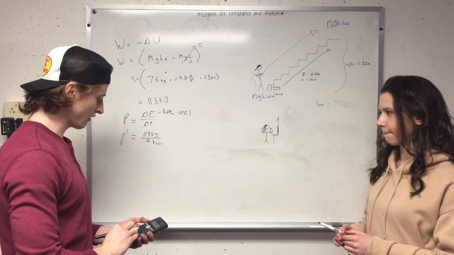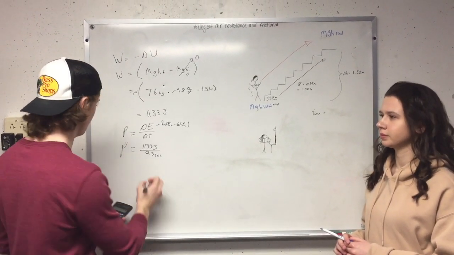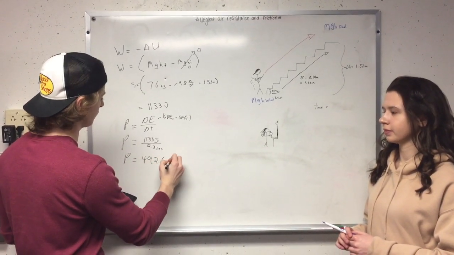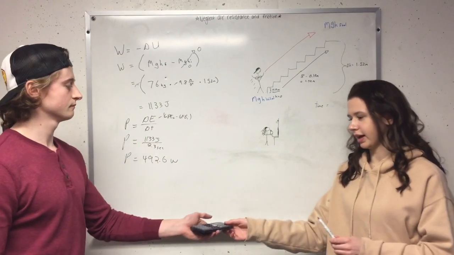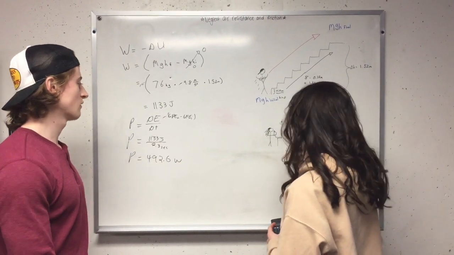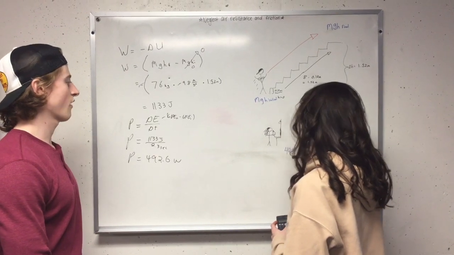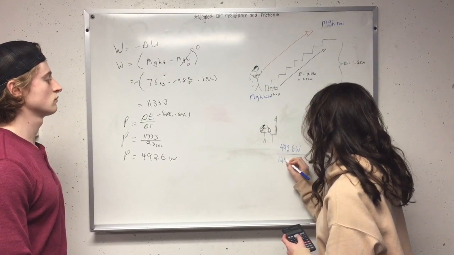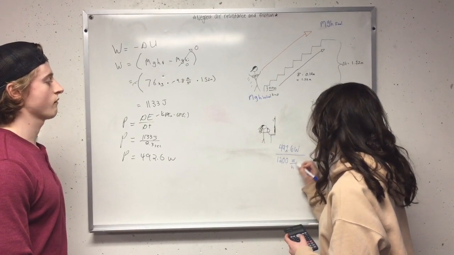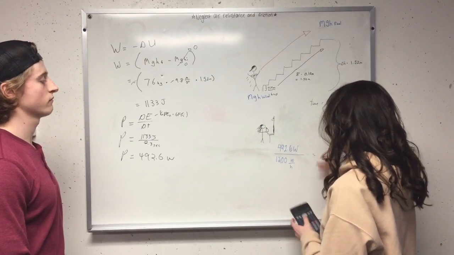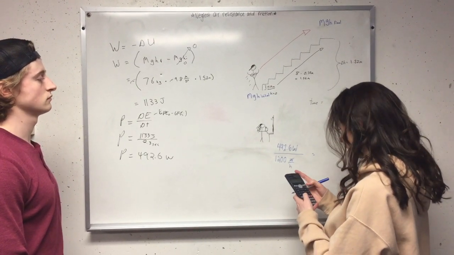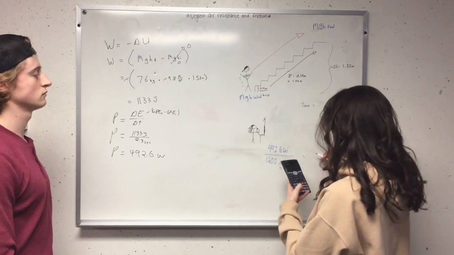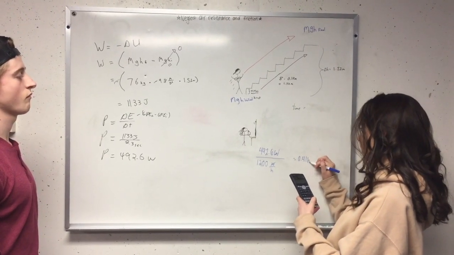So 1133 divided by 2.3 equals 492.6 watts. And then if we take that 492.6 watts and divide it by the 1200 watts per hour that my hairdryer needs, the watts cancel out, and 492.6 divided by 1200 equals 0.41 hours.